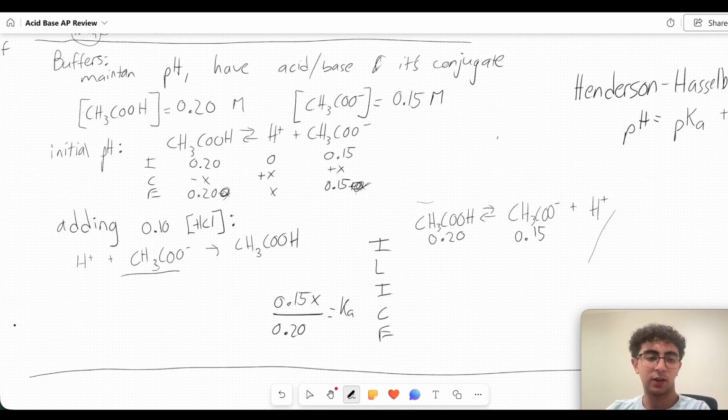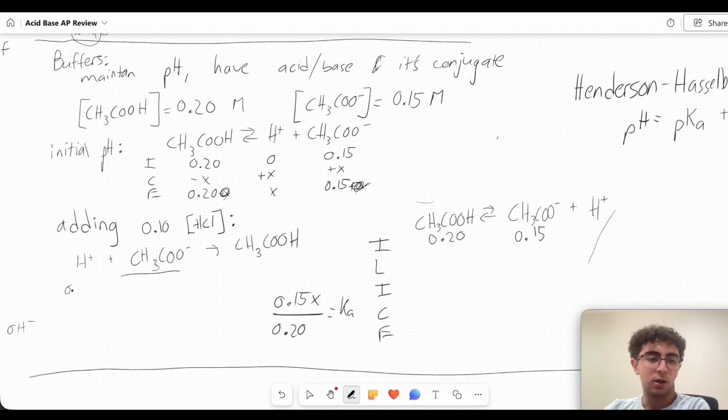Now think about it. If I added OH- instead, it's going to react with our acetic acid, like this, and it'll form H2O plus acetate. So whenever you add H+ or OH- to a buffer, it will form the other thing. What I mean by that is, if I add H+, then it'll react with this conjugate base and form the acid, and the other way around. So this makes more sense with practice, of course.